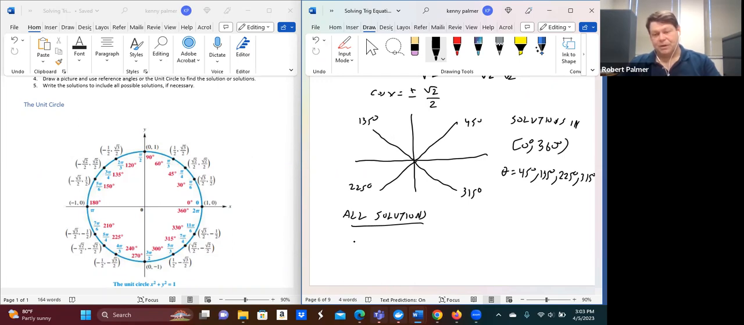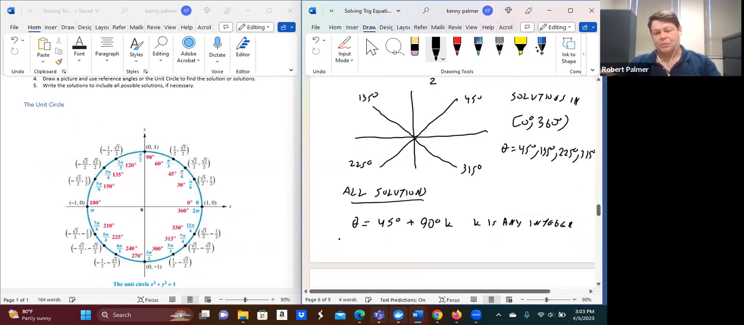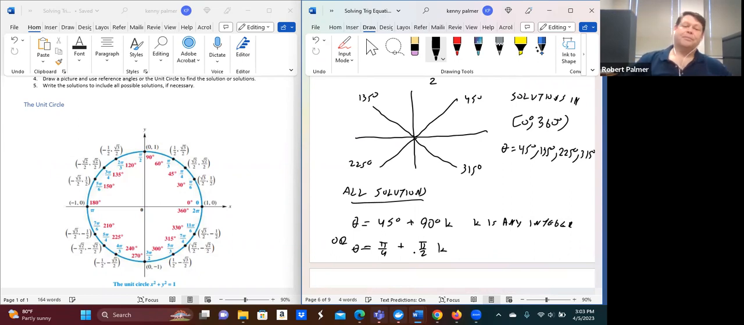So this is really useful here. Now our theta is going to be, in terms of degrees, 45 plus 90 degrees times k. Once again, k is any integer. And I'll also do it in radians as well. Theta is equal to pi over 4 plus, of course, 90 degrees is the same as pi over 2 times k. So this is the nice thing. We can collapse all four of these solutions for all possible solutions into just that.